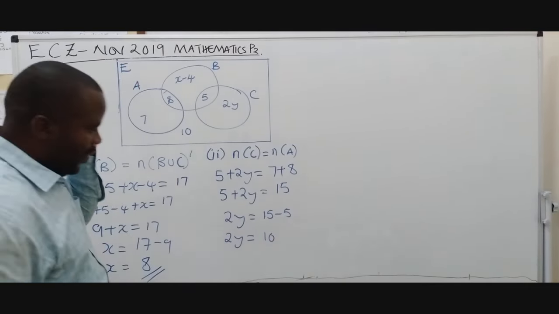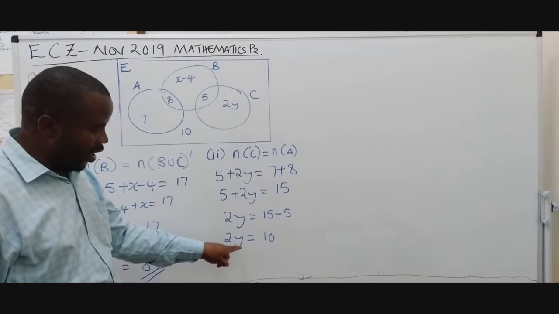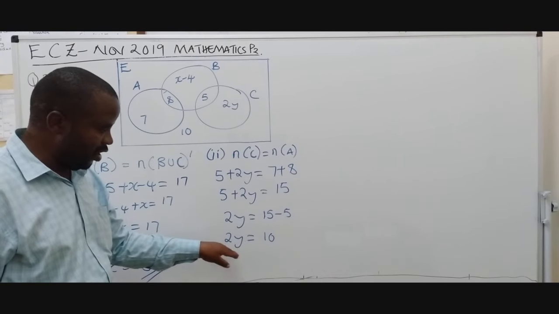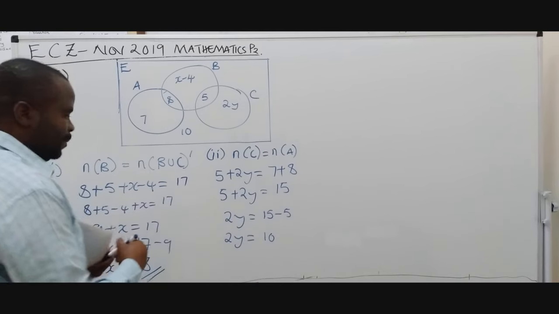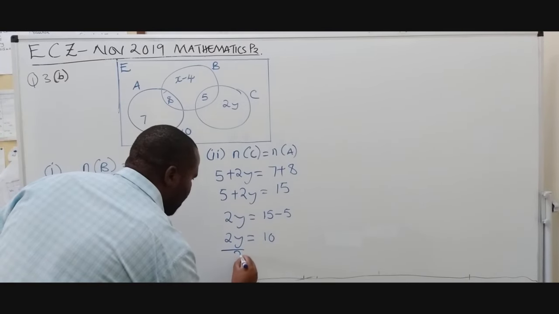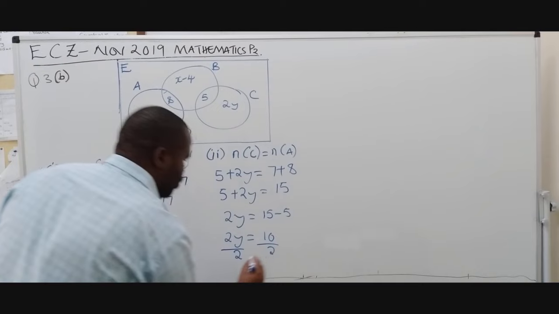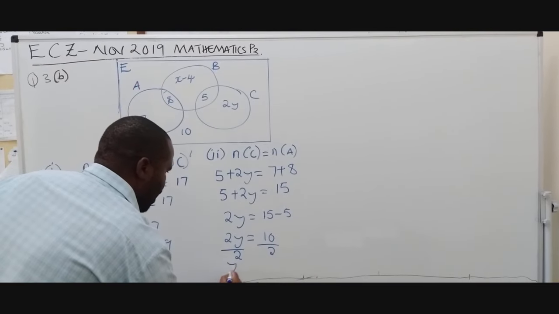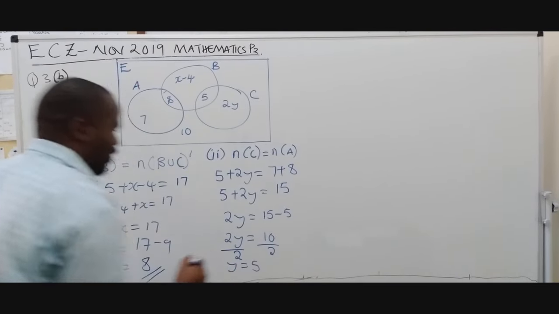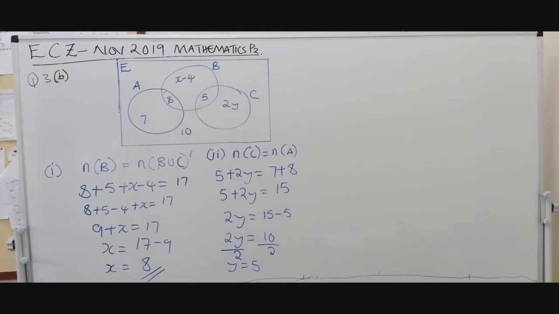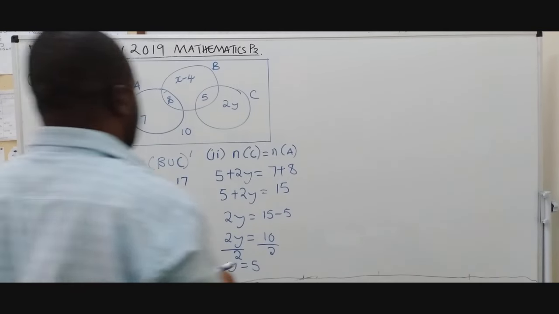Now, our interest is to find y and not 2y. Hence, we divide both sides of the equation by 2 and by 2 there. Alright, so we divide here by 2, we divide here by 2. Therefore, y becomes what? 5. Our y is 5. I hope that is okay. Our y is 5. Alright? Then we can go to Roman numeral 3.